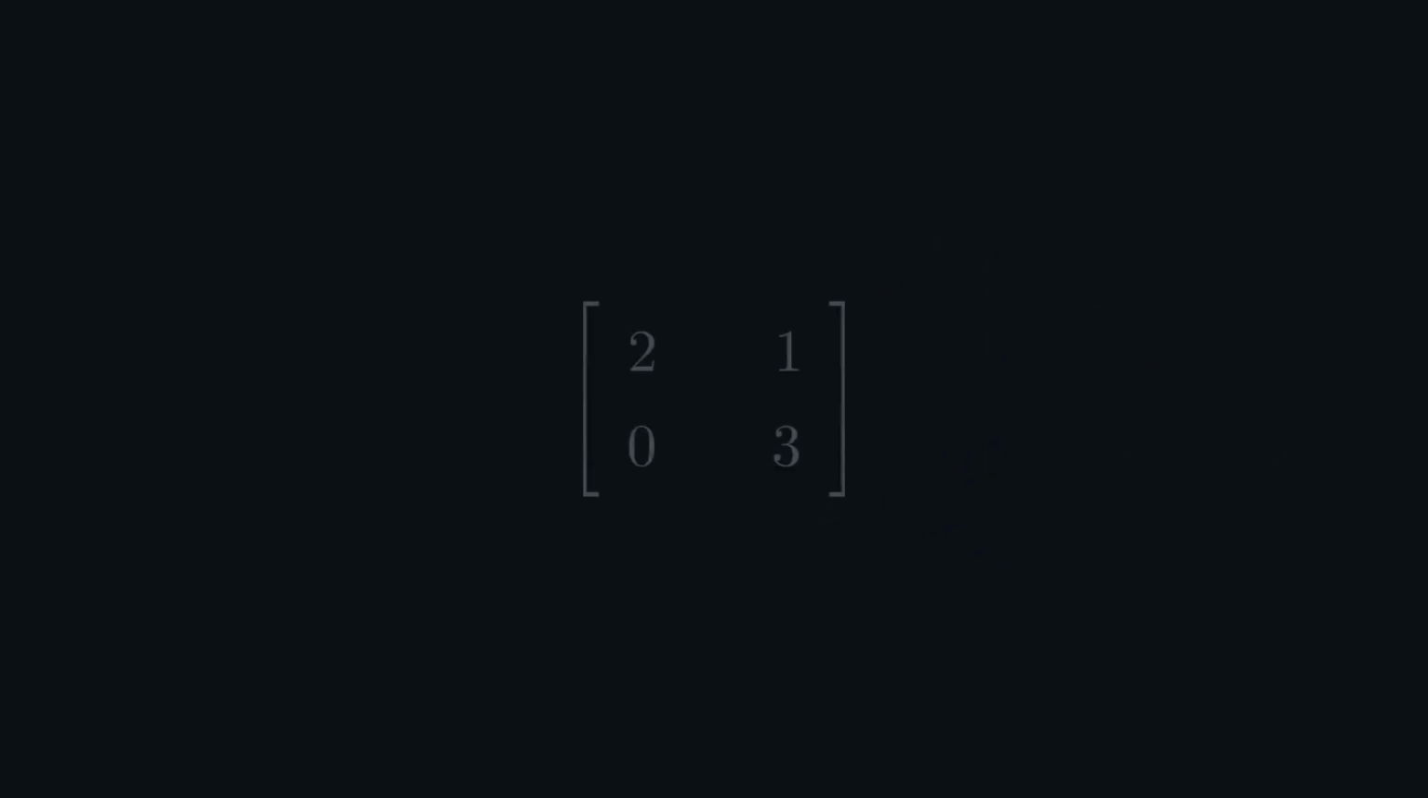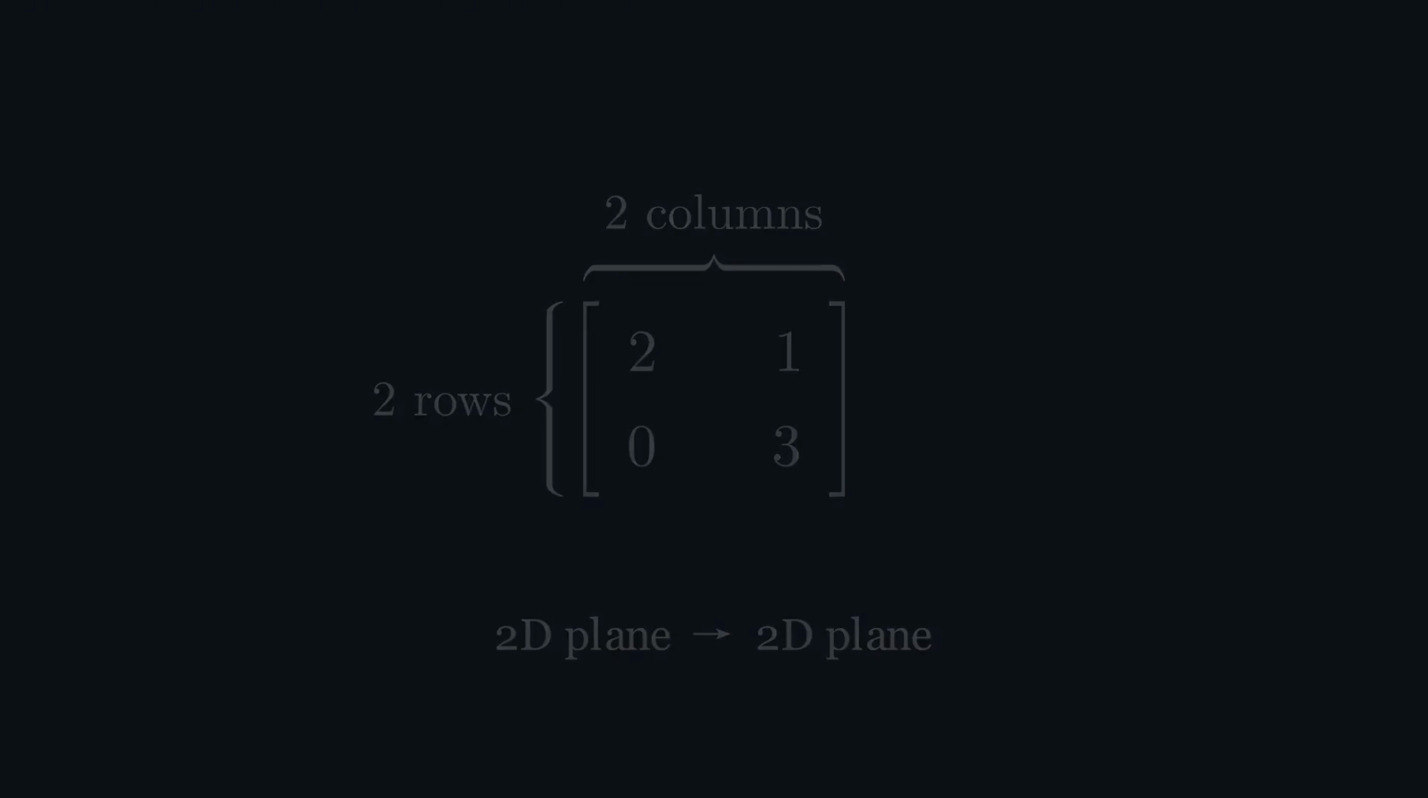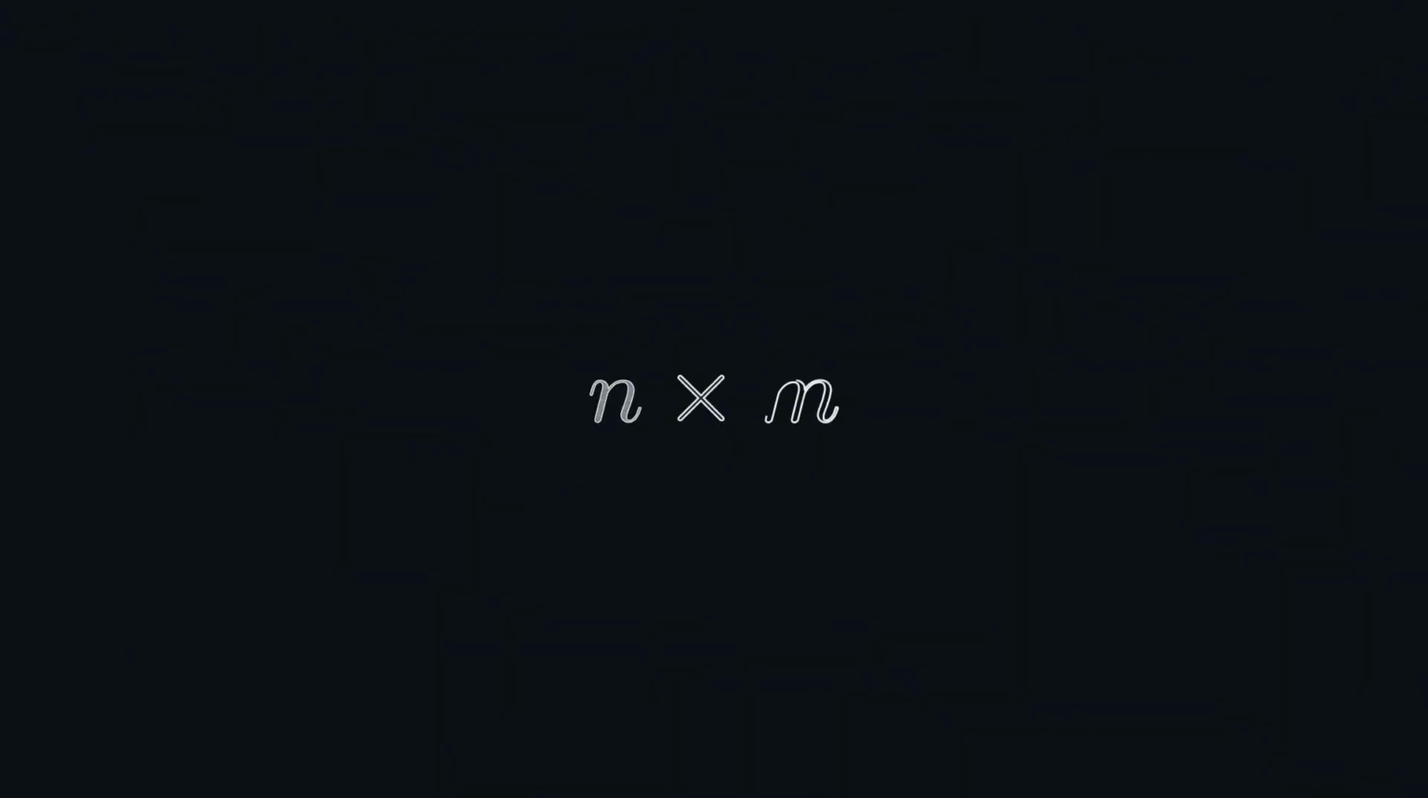The matrix you just saw is an example of a 2 by 2 matrix. It has 2 rows and 2 columns. It reflects the fact that the transformation is from a 2D plane to another 2D plane. However, matrices aren't confined to the plane. They can describe transformations in any number of dimensions.